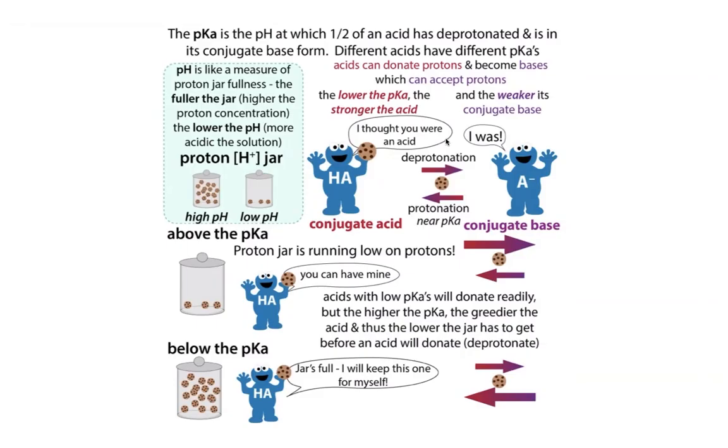Because remember, the pH is a measure of the proton availability. It's a measure of how full that cookie jar is. And how full that cookie jar is matters because different friends will give and take depending on how many protons are available. So some of them, remember, are not going to give it up until there are not very many in the jar. And so that would be like your weaker acid. Others are going to donate that cookie even when the jar is really full.